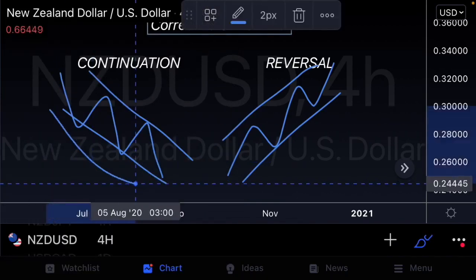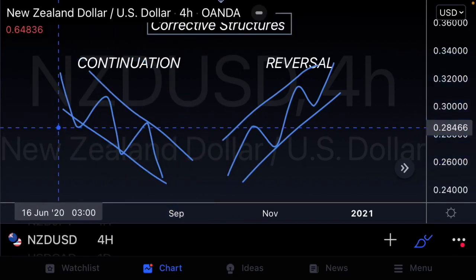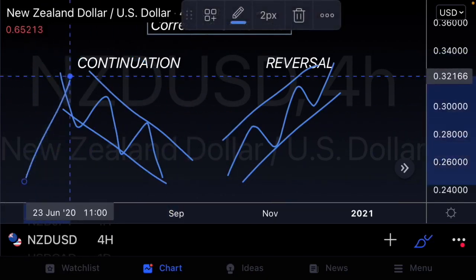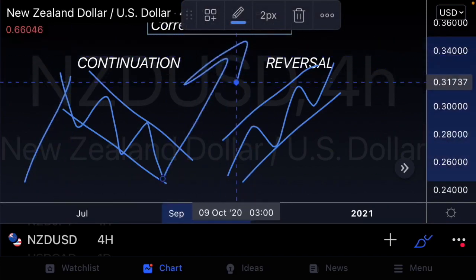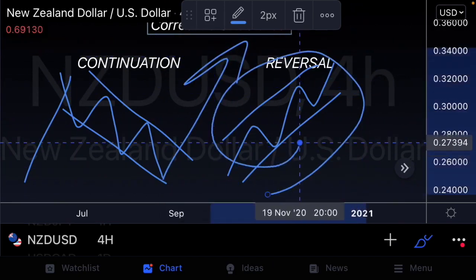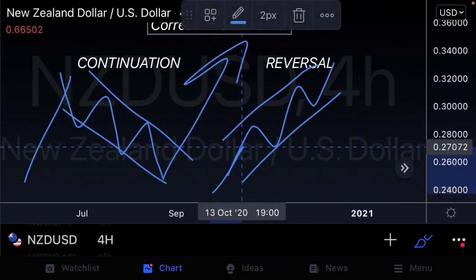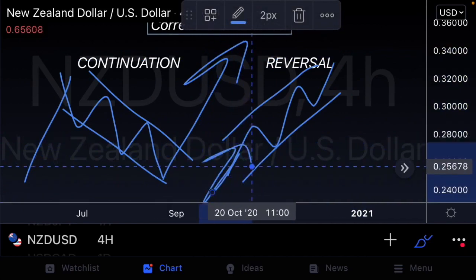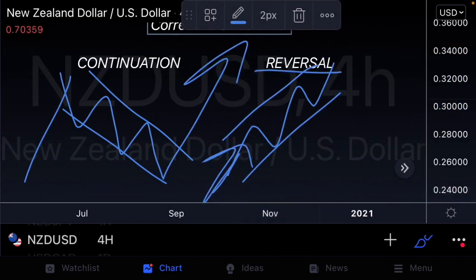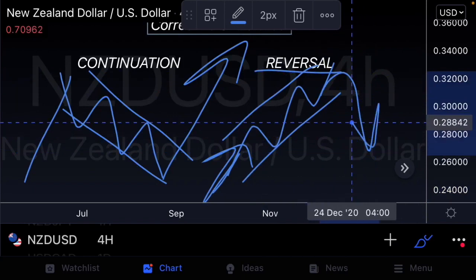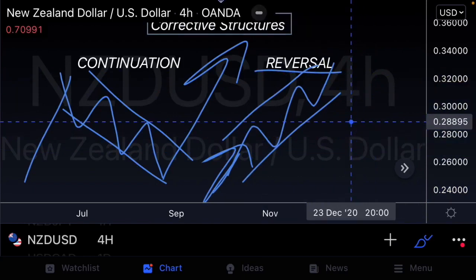If obviously we see a descending structure with momentum coming in from the downside, then we understand that this descending structure is a continuation structure. But for example, if maybe we see an ascending structure and momentum is also coming in from the downside, what we can then conclude is that this is a reversal structure. So obviously the direction from which the momentum is coming into the ascending or descending structure will determine to us whether this is a continuation or reversal structure.